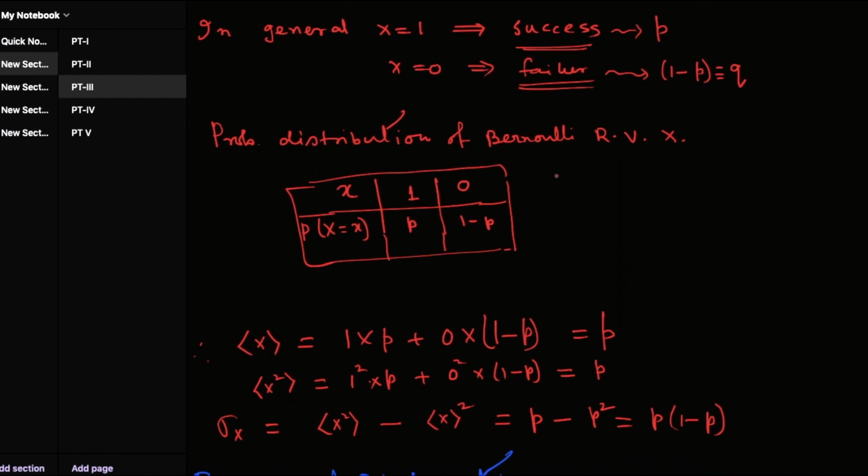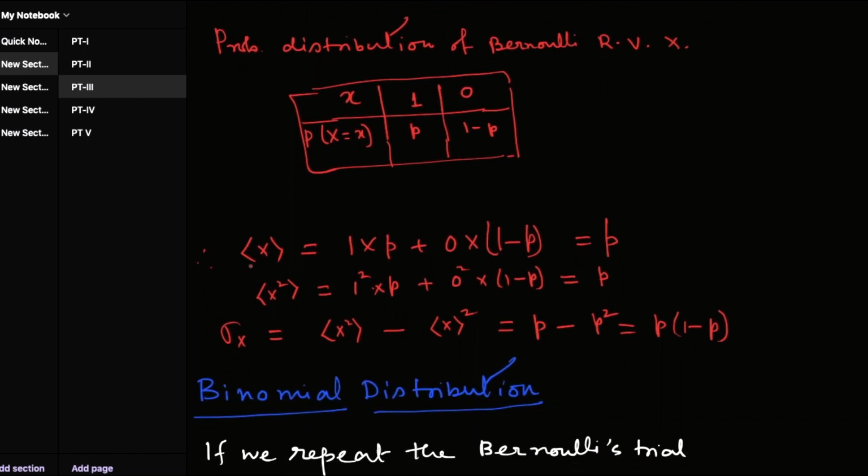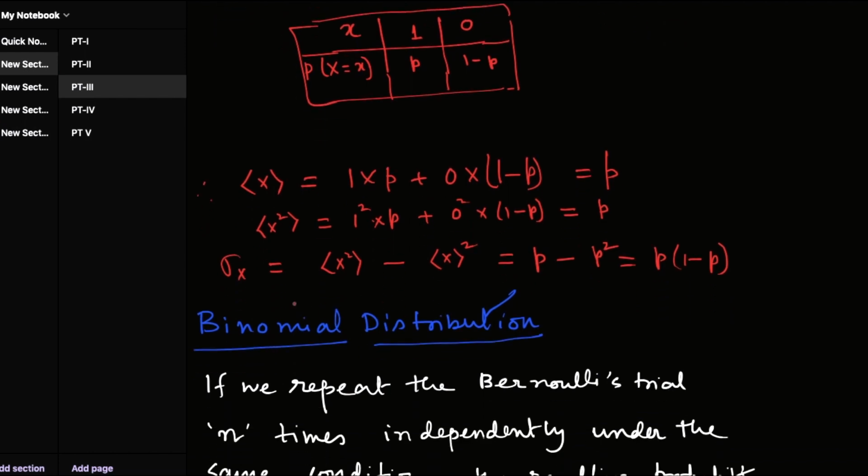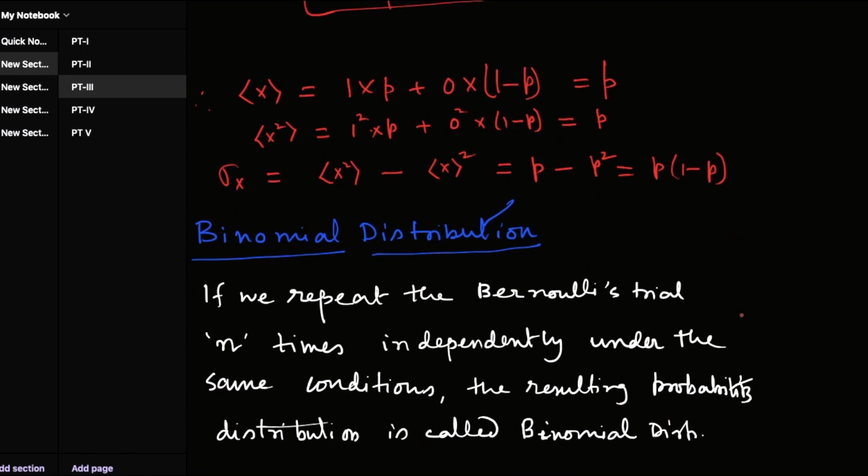Probability distribution of a Bernoulli random variable x: it can take two values, 1 and 0. The probability of 1 is P, and the probability of the random variable getting 0 is 1 minus P, that is Q. And what is the average? 1 times P plus 0 times 1 minus P. What is the x square average? 1 square times P plus 0 square times 1 minus P. What is sigma x? The sigma is basically P times 1 minus P.